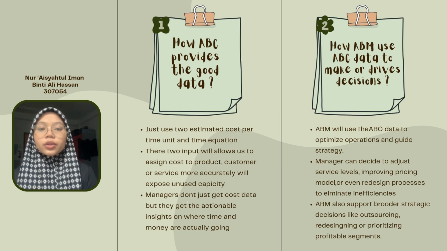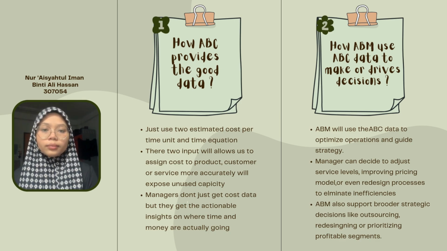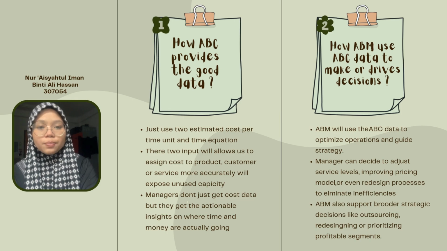It also shows us the unused capacity, like when resources are underutilized, revealing the potential of saving an area for better planning. This means by providing the ABC data, managers don't just get the cost data, but they also get actionable insight on where money and time are actually going. We move to the next part.